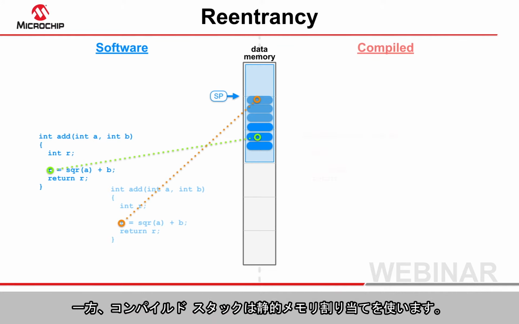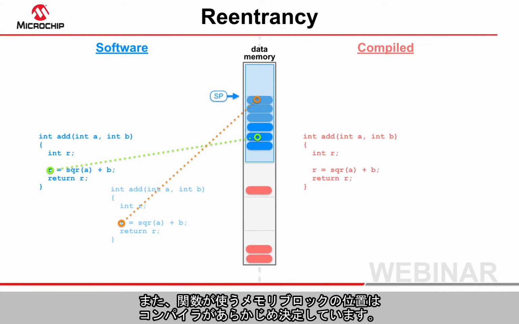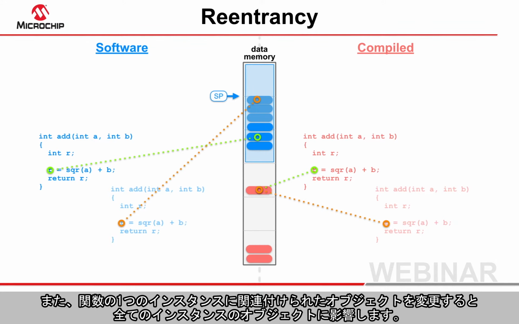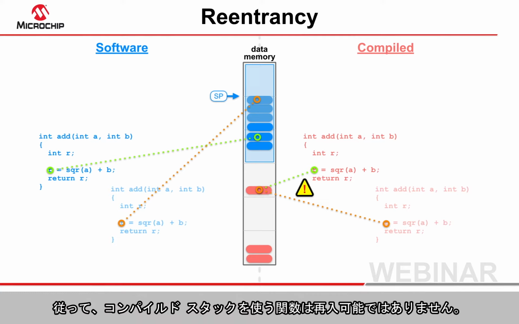By comparison, a compiled stack uses static memory allocation, and the location of the memory blocks used by a function are predetermined by the compiler. All instances of a function use the same addresses for their local objects, and changing an object associated with one instance of a function would affect the equivalent object used by every instance. Thus, functions using the compiled stack are not reentrant.